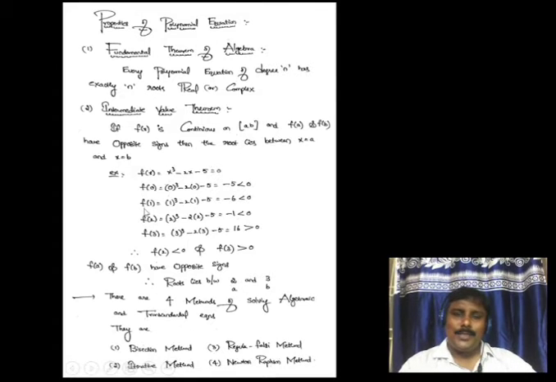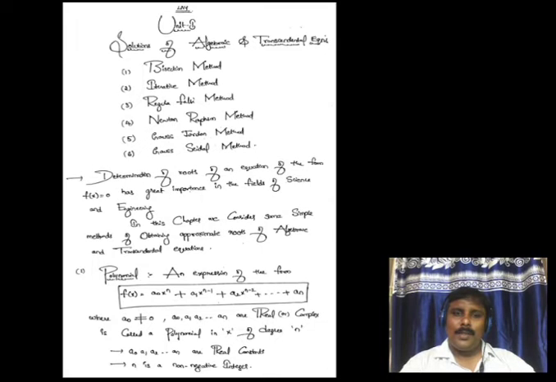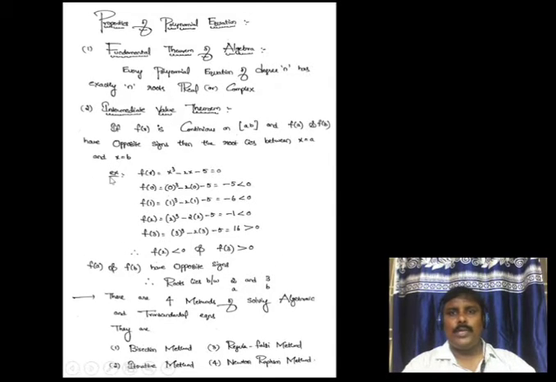So welcome back students. In the previous video we have seen the definitions. That is, number one is polynomial. We have discussed the polynomial, the algebraic equation, the transcendental equation, and the properties of polynomial equation. That is, the fundamental theorem of algebra and the intermediate value theorem.